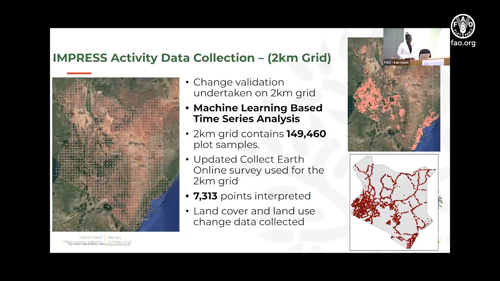And then under the IMPRESS data collection for the activity data, just like Andreas had explained, we had a 2 kilometer grid for change validation. This 2 kilometer grid gave us a total of about 150,000 points, or to be specific, 149,460 sample points. After the algorithms to identify the change were run, we had a total of 7,313 points of change that were now to be interpreted visually by the technical team.